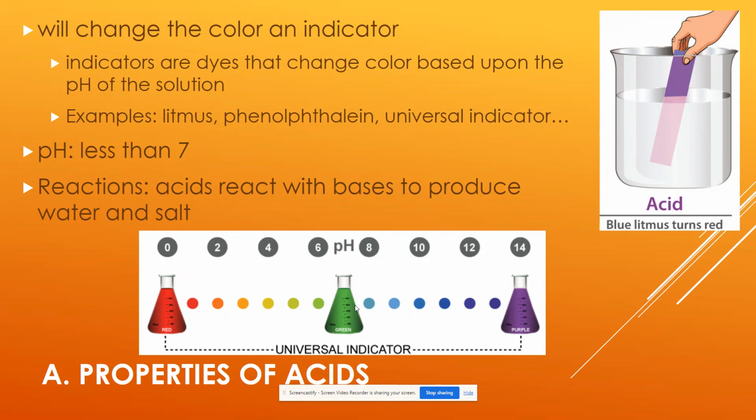Universal indicator, as shown here in the image, changes colors over a wide range of pH values. It stays in the cool color range as something is greater than 7, and acids, which fall below a pH of 7, fall in the warmer colors with a little bit of green tossed in there. So we find that when we combine an acid with a base, it results in the formation of water and a salt.